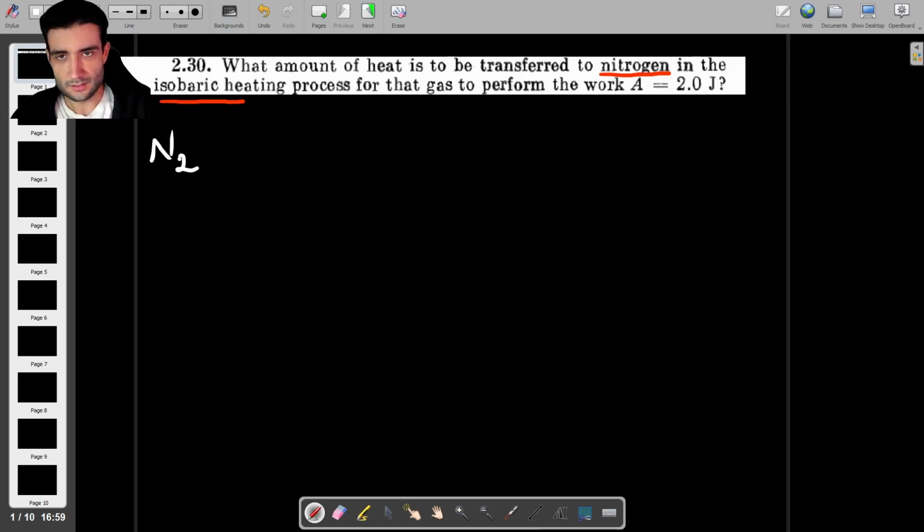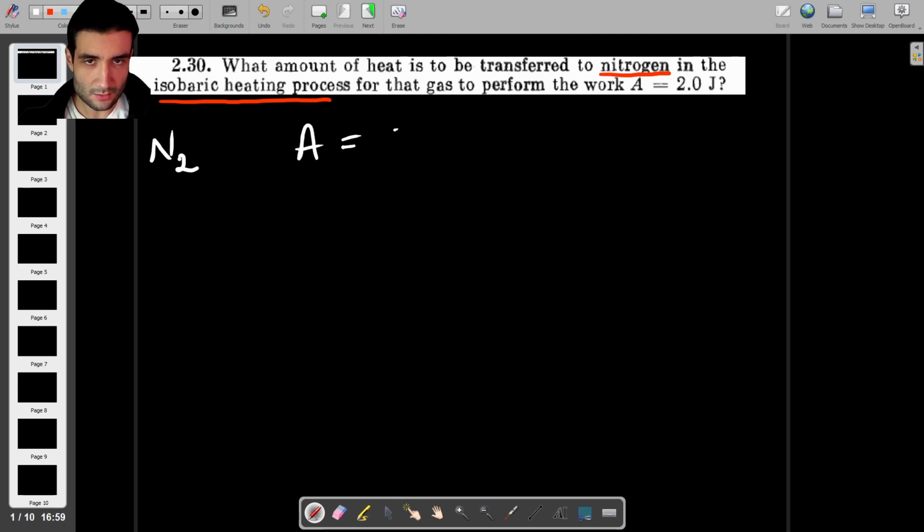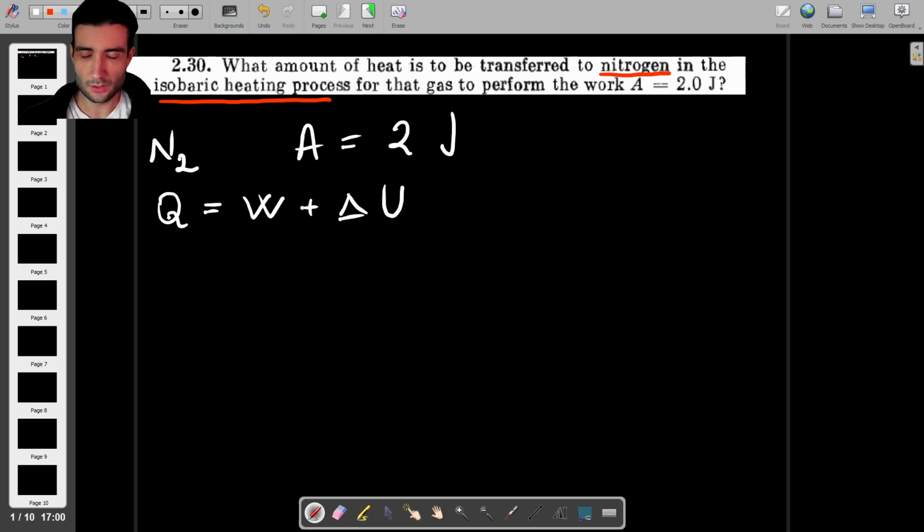This is this part of the question. And the amount of work done by the gas is equal to 2 joules. And we have to find how much heat the gas receives to be able to perform this amount of work. And what I would do, first of all, is write down the formula for the first law as it applies to closed systems. And then I would look at each element individually.